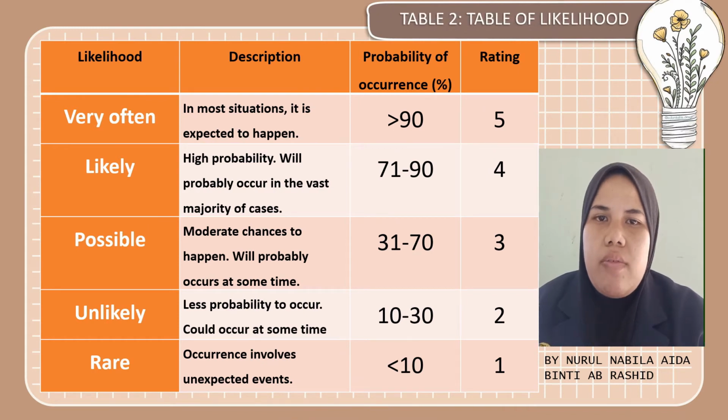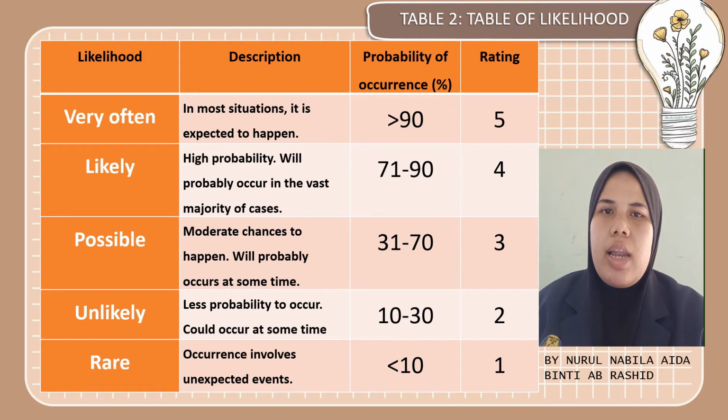Table 2, table of likelihood. Very often, in most situations expected to happen, more than 90% probability, rating 5. Likely, high probability to occur, 71 to 90% probability, rating 4. Possible, moderate chances to happen, 31 to 70% probability, rating 3. Unlikely, less probability to occur, 10 to 30% probability, rating 2. Rare, occurrence involves unexpected event, less than 10% probability, rating 1.